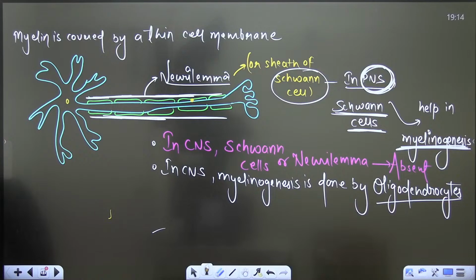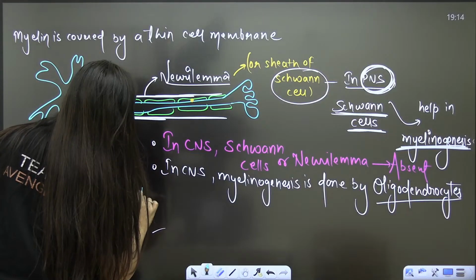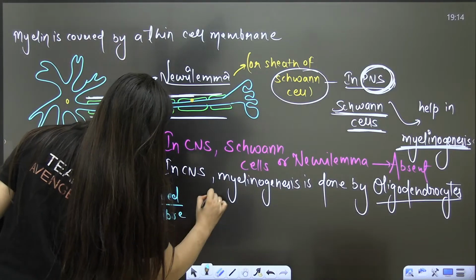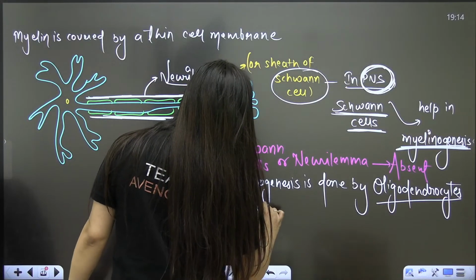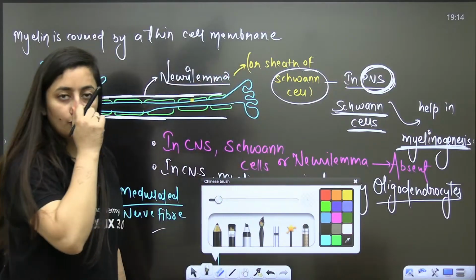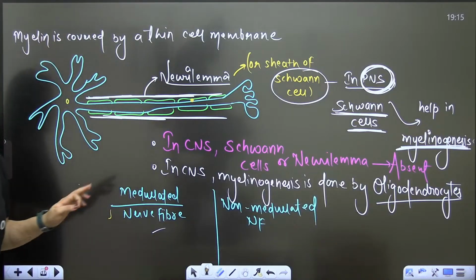I'll mention one more thing here. If the myelin sheath is there, it is a myelinated nerve fiber. If it is not there, it is non-myelinated. Any doubt? I hope this part is clear. Now you know what a neuron is, what a nerve fiber means, and I even told you about the myelinated and non-myelinated nerve fiber.